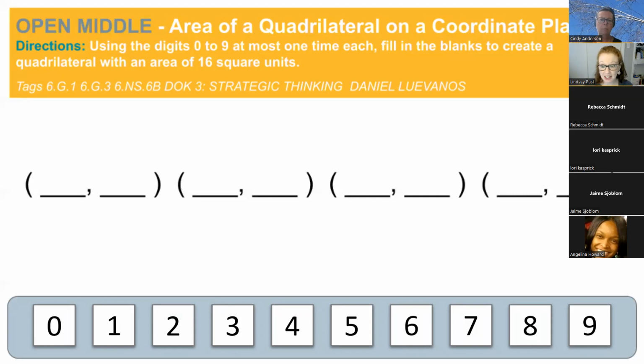Students can arrive at the answer any way they want to, as long as they use these numbers at most 1 time each and create coordinates with an area of 16 square units for a quadrilateral. And students can check their answers, right? You could then give them graph paper and they could ask, did I do it right? And if not, how could I adjust? What do I need to adjust?